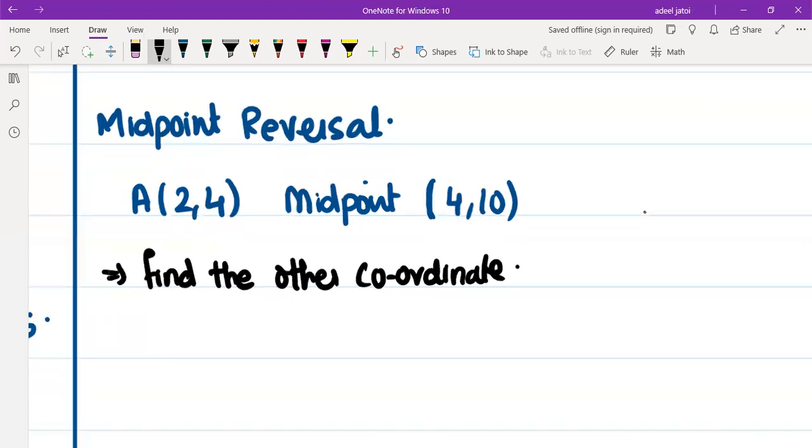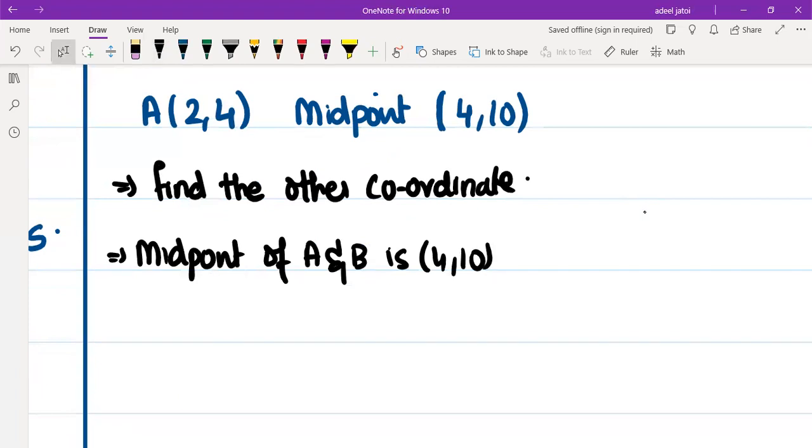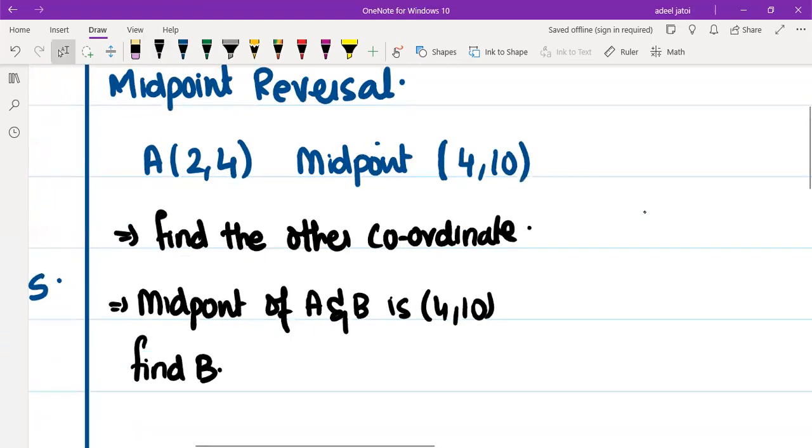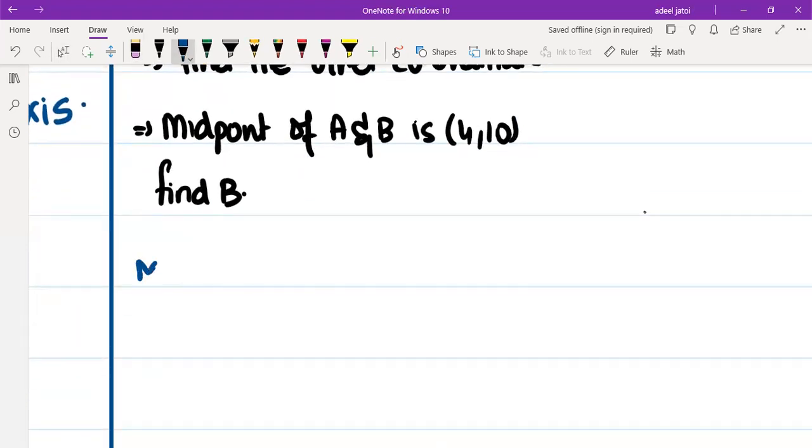Right? Or the question can also be: midpoint of A and B is 4, 10. Find B. Because in this question, if you note, A is already there and midpoint is also there. But the examiner will want you to find out the coordinate of B. Now, to be very clear, you should know that midpoint will always come through midpoint formula.